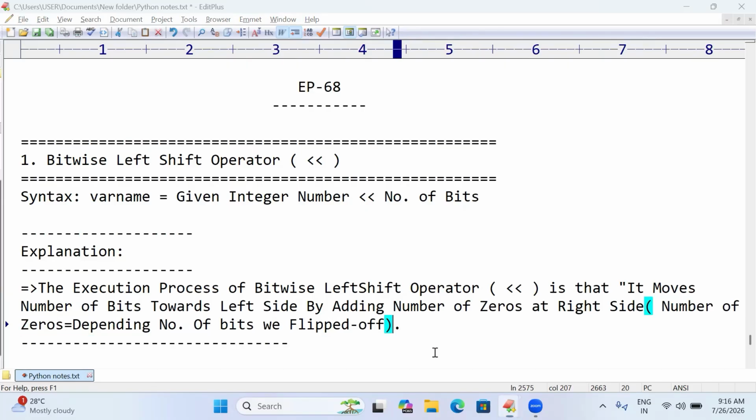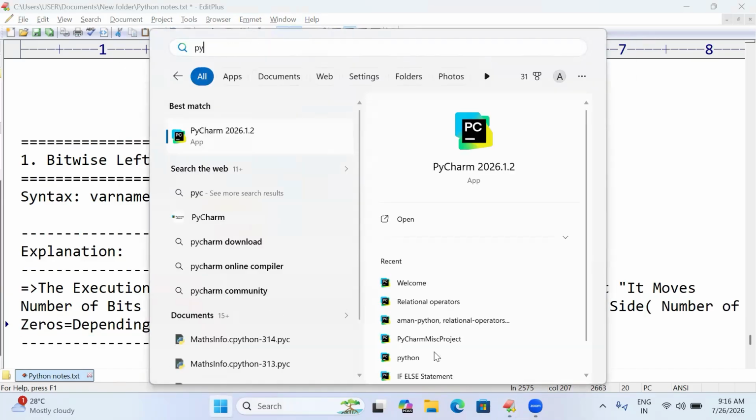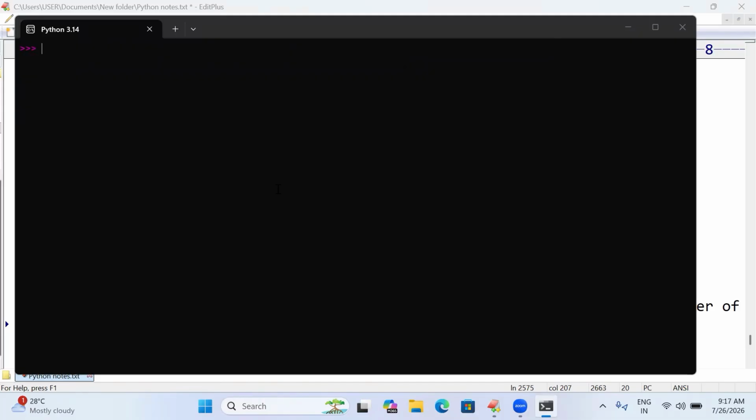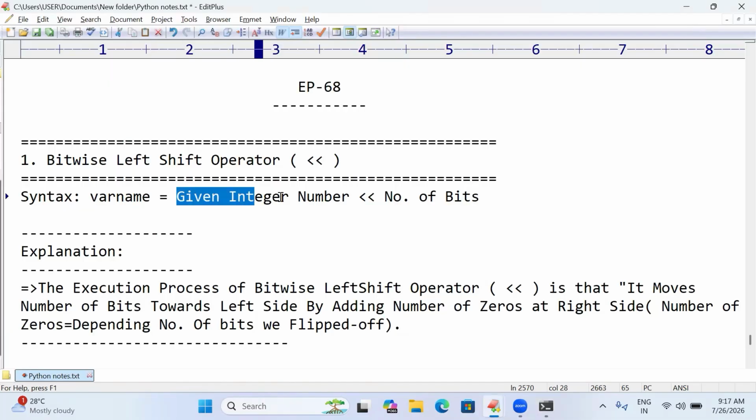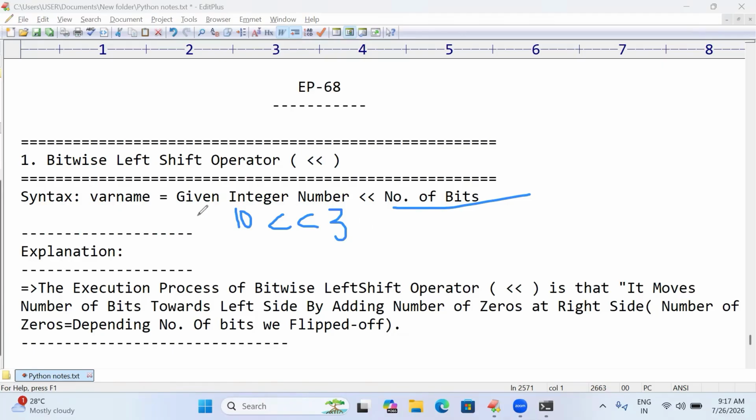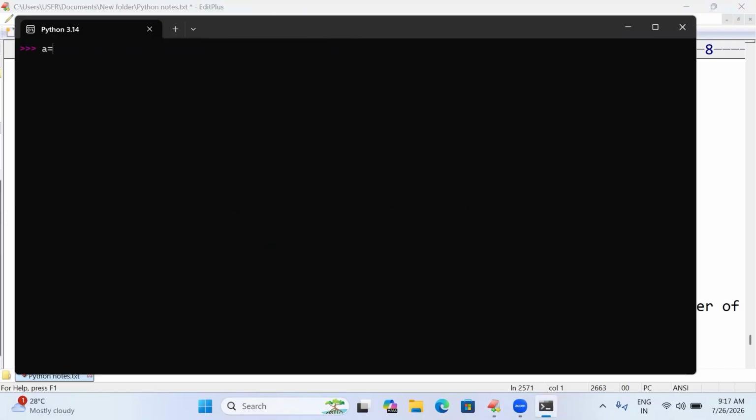So let's see the practical. I'm opening the Python command prompt. See here, as per our syntax, variable name is equal to the given integer number. For example, I have given 10 here, then the left shift operator and the number of bits. I want to move three bits, so I have to assign this total value to a variable called A. See here, I'm going to declare A is equal to 10 left shift 3.